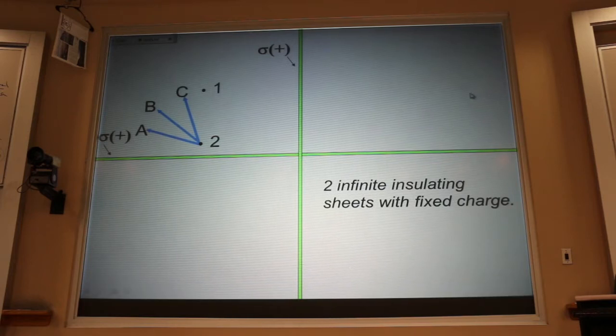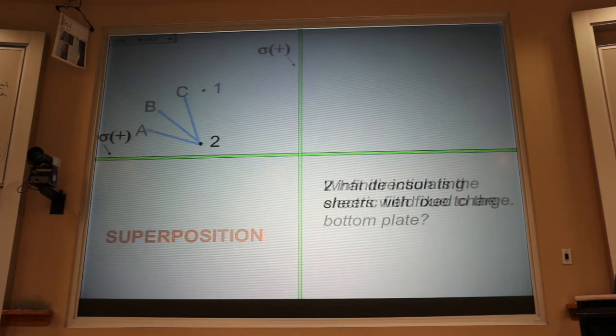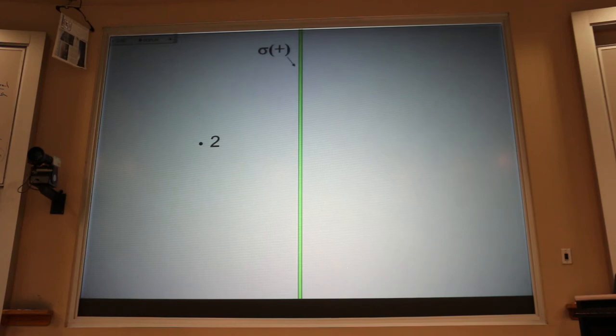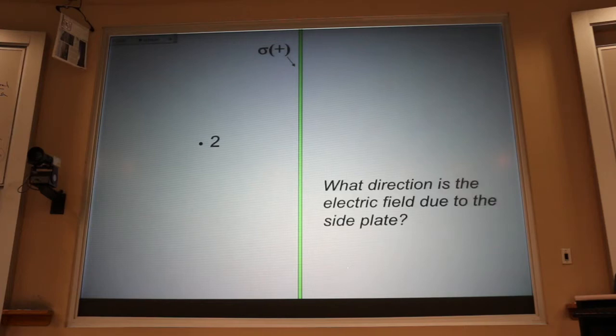Well, let's use superposition. Okay, that's the way we solve these types of problems. If I look at the contribution from that horizontal sheet, it's a positive sheet, so the contribution will be away, which would be up. And I've drawn that arrow some arbitrary length. Now, if I look at the contribution due to the vertical sheet, again, it's a positive sheet, and it's going to give me a contribution away or to the left.